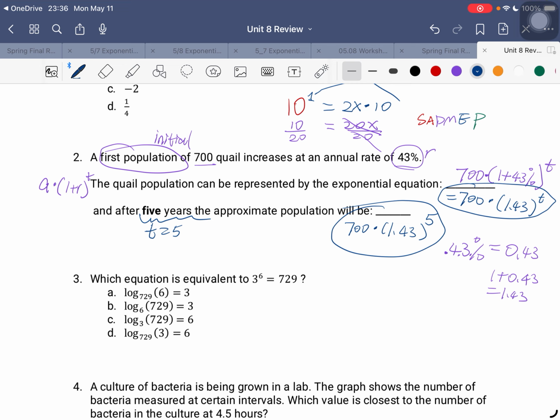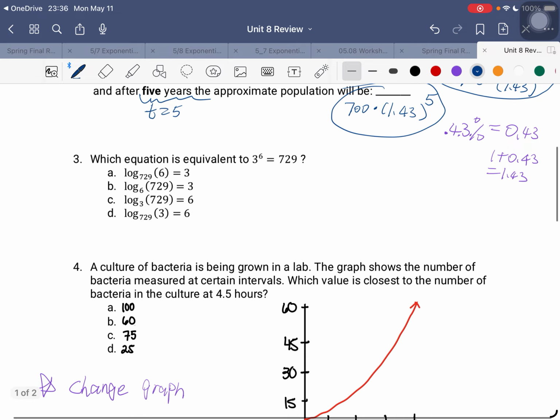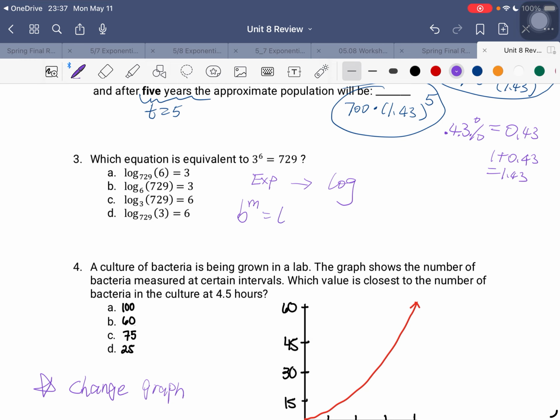Question 3. Which equation is equivalent to 3 to the power of 6 equal 729? Please tell me, is this logarithm or exponential? Yes, it's exponential function. So I need to convert it to logarithm. For exponential function, I have base to the power of middle equal last. Logarithm, I have log base middle equal last. Again, middle and last will swap.